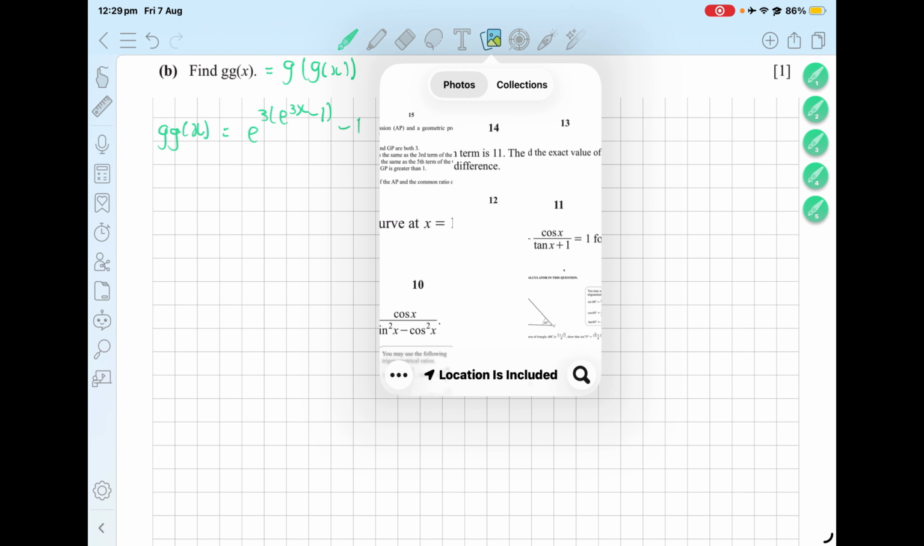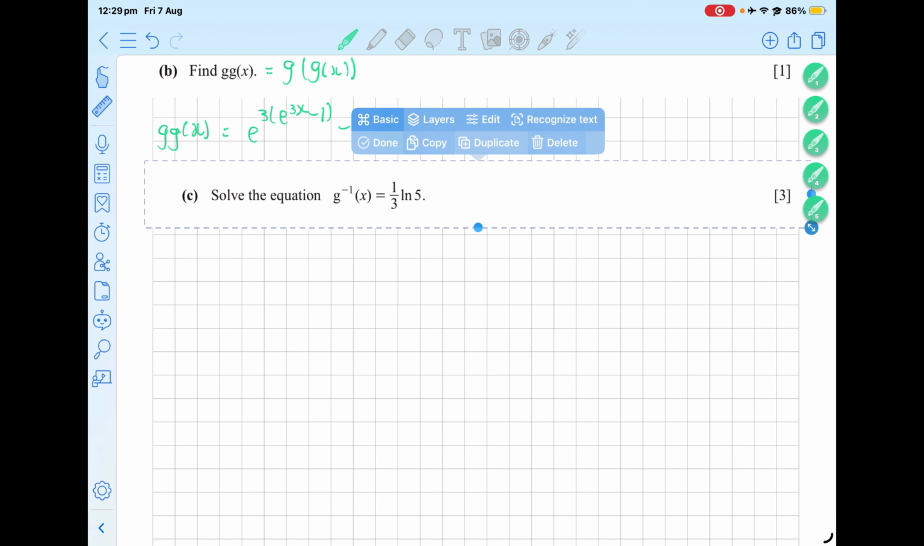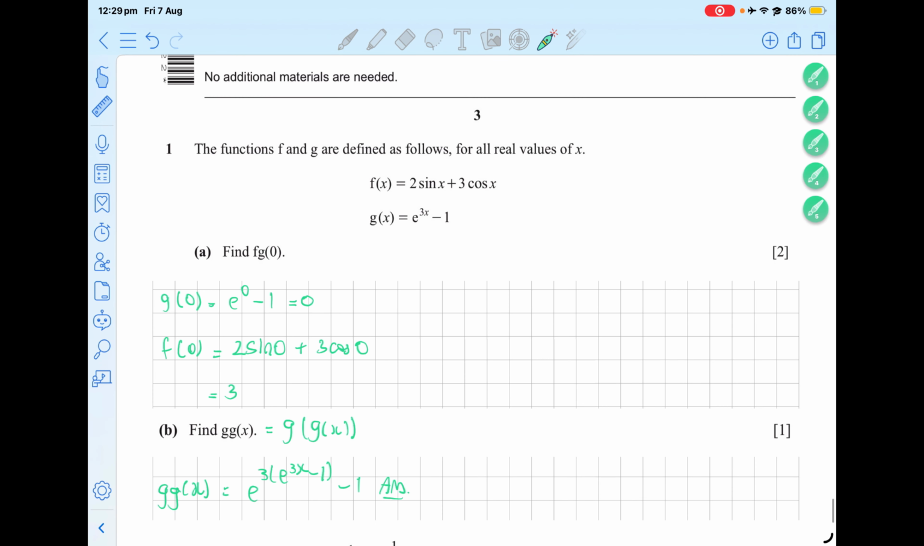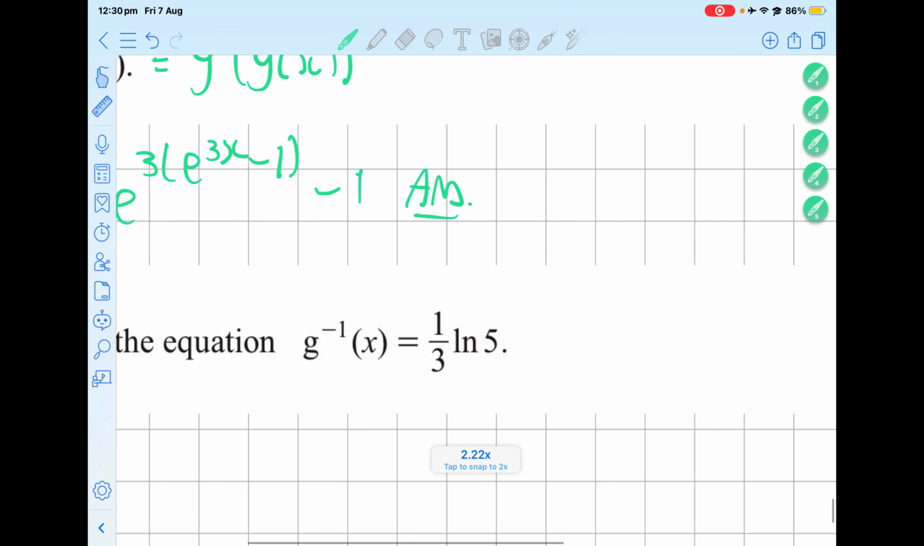Okay, moving on. So solve this equation. You might think we first need to find the inverse, and once we've found the inverse, we then have to equate it. Well, if they ever give you something like solve this equation where you have g inverse of x or f inverse of x, where f is any function, g of x, f of x, h of x, whatever they throw at you, you just need to say that x will be g of that value. So what do I mean?